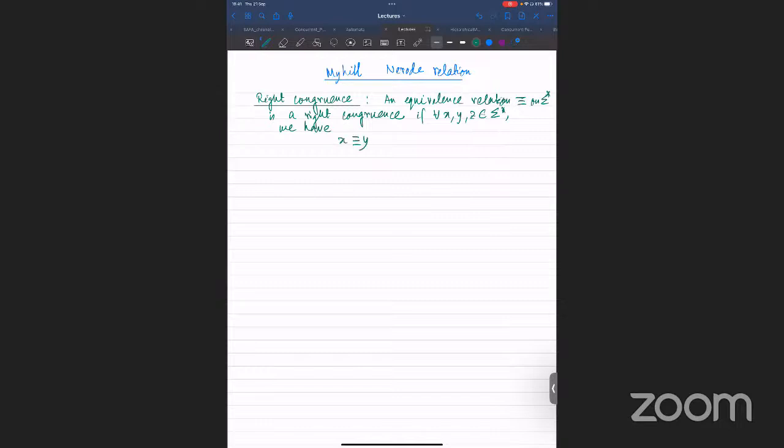x is equivalent to y implies that xw is also equivalent to yw. So you have an equivalence relation to start with, and it is a right congruence if whenever x and y are in the same equivalence class, then if you concatenate some w to the right, the resulting strings are also in the same equivalence class. You could also define a left congruence if you put the w to the left, but for the Myhill Nerode relation, we just need right congruence.